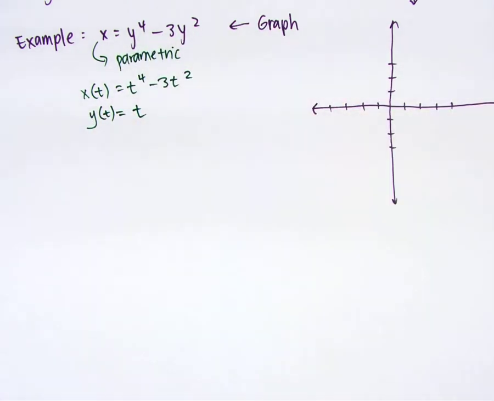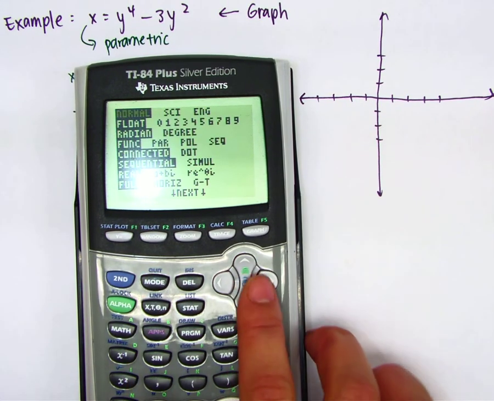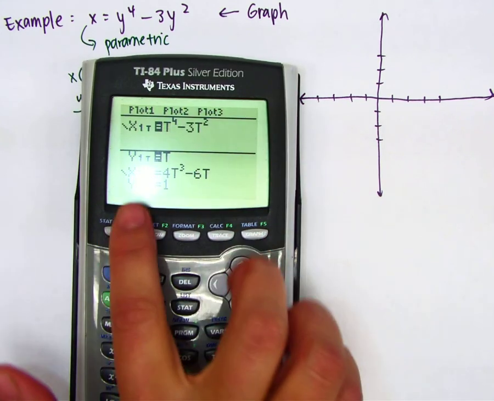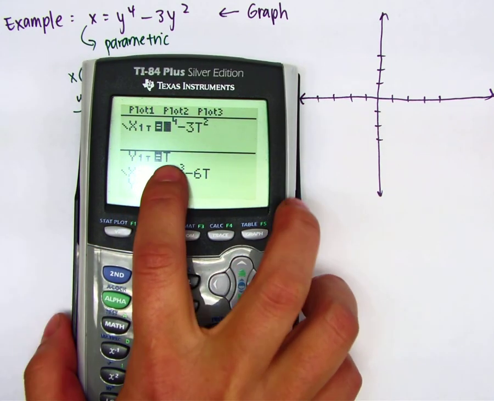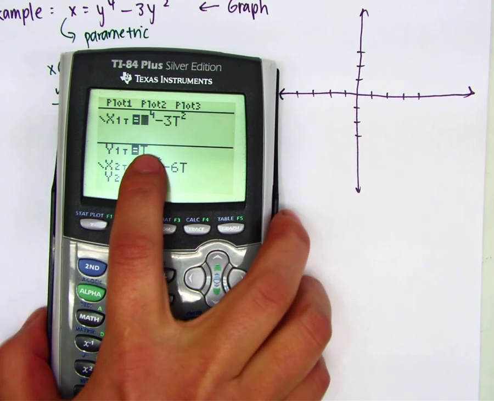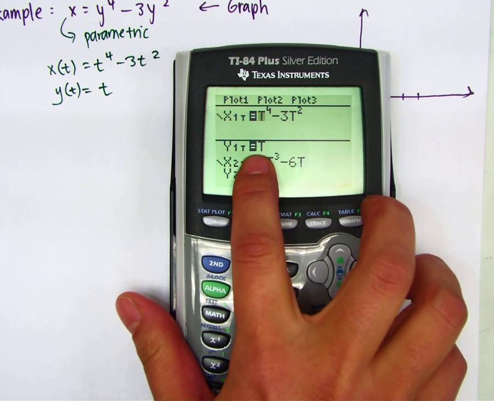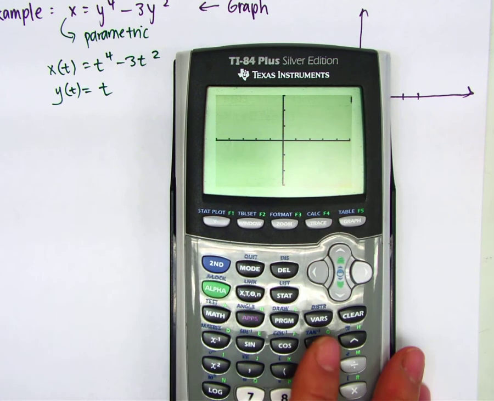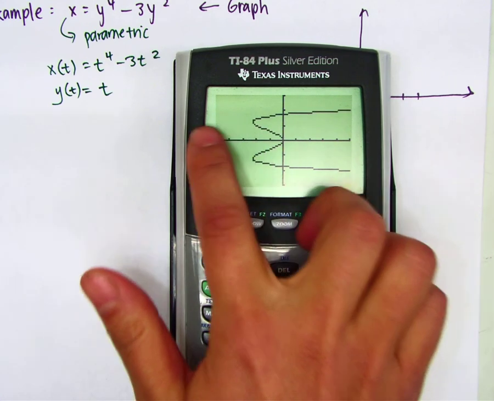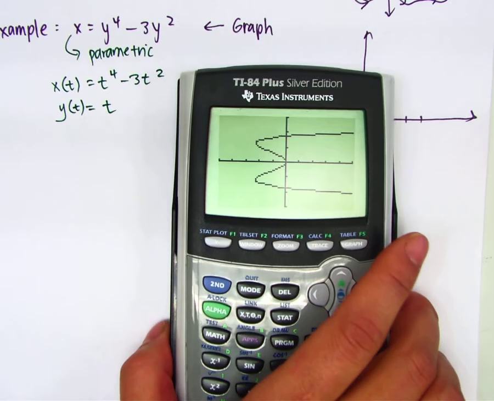Now in your graphing calculator, if you go to mode and switch it over to parametric, and you look at your y equals, you can actually input your x parameter and your y parameter. So I inputted t to the fourth minus 3t squared here for x and t for y. Now when I hit graph, this is what it looks like. Right? It is not a function here, which is why we couldn't graph it in function form.